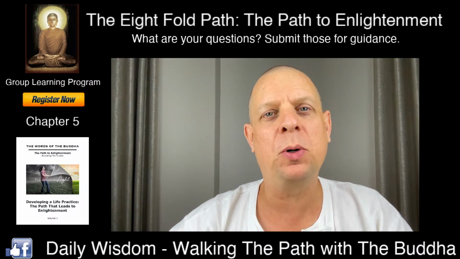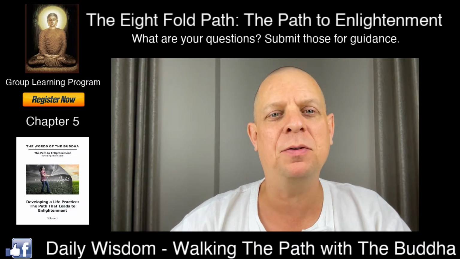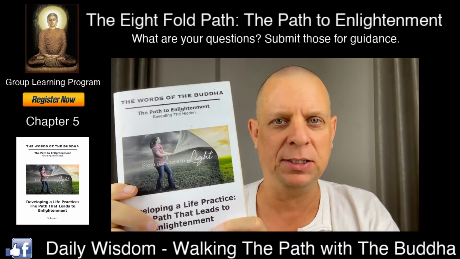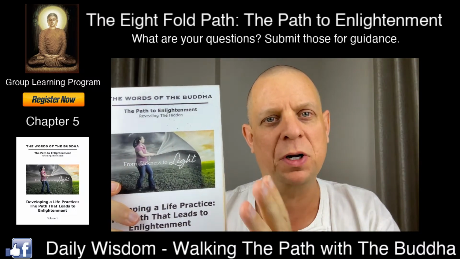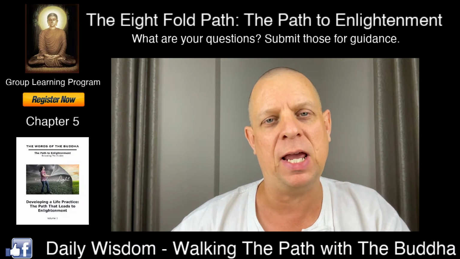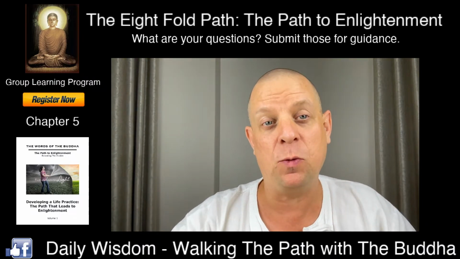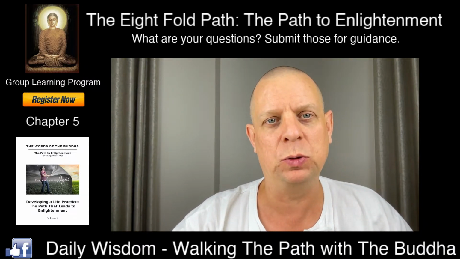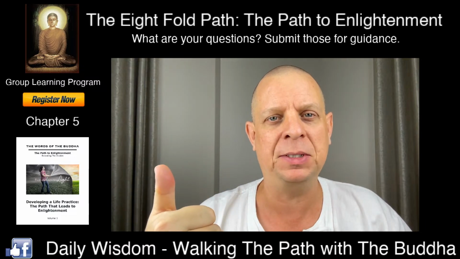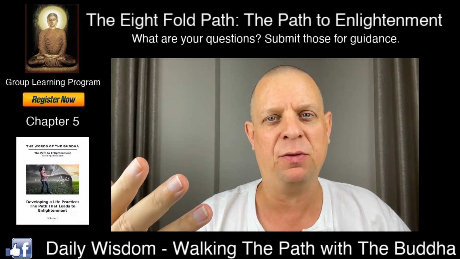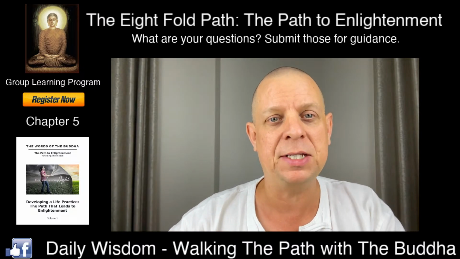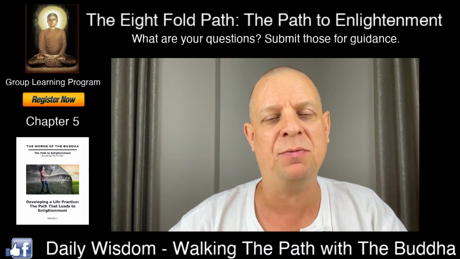Today is our group learning program, and we're studying Chapter 5 of this book, Developing a Life Practice, The Path That Leads to Enlightenment. This is the real heart of the book, Chapters 4 and 5. This is where you're learning the Eightfold Path. Chapter 4, last week, we studied the Four Noble Truths, which is helping you to understand the problem in the unenlightened mind, the cause of the problem, the elimination of it, and the path forward. And the path forward is the Eightfold Path. This is the path to enlightenment.